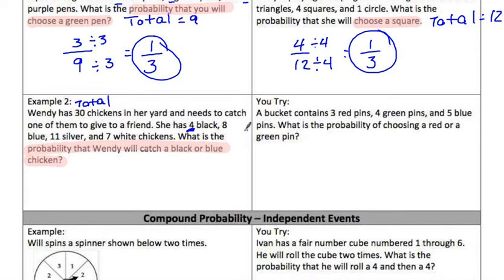So 4 are black and 8 are blue. I don't care which one I get, so I'm going to add them together. 8 plus 4 is 12 out of 30 chickens. Then I can simplify. I know I can simplify by 6 because 6 is a common factor, and I'm left with 2/5 probability. You try the next one.